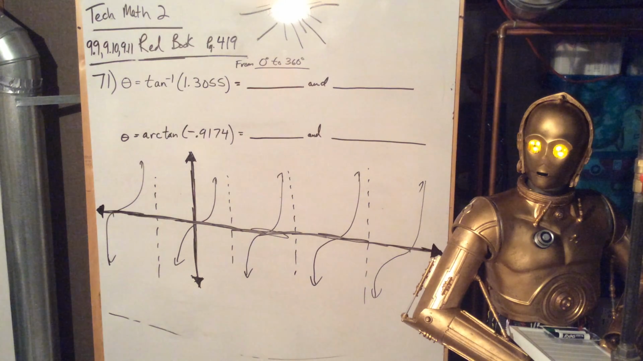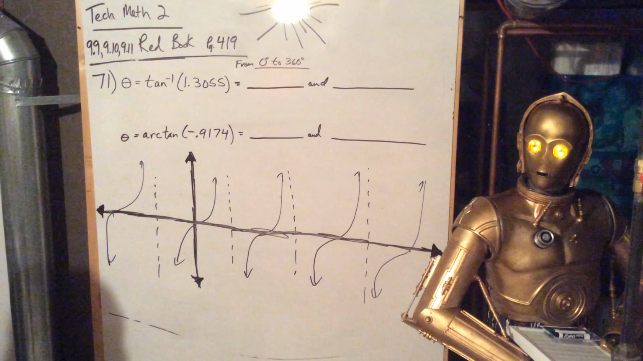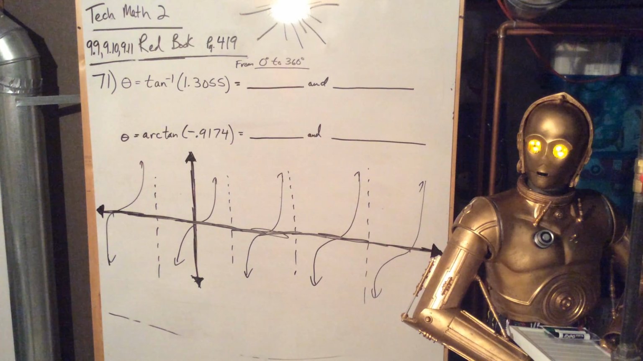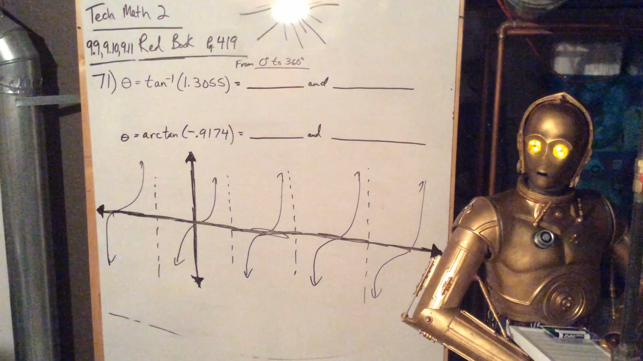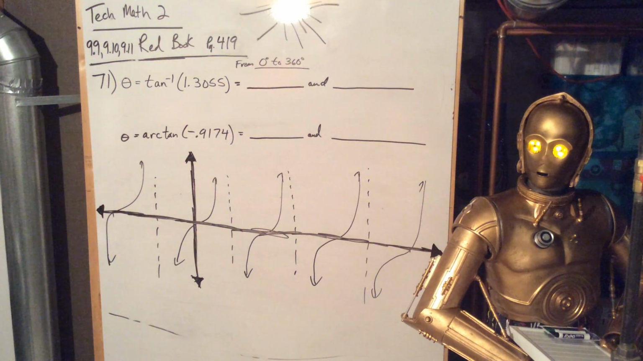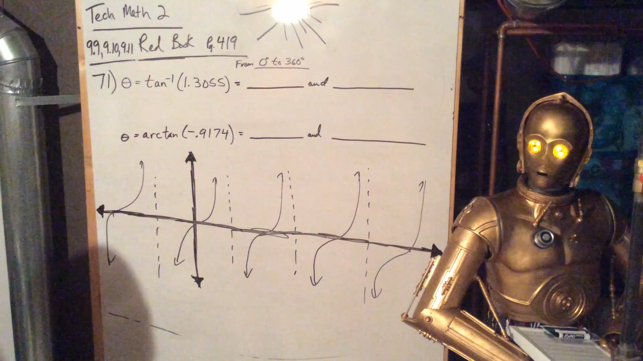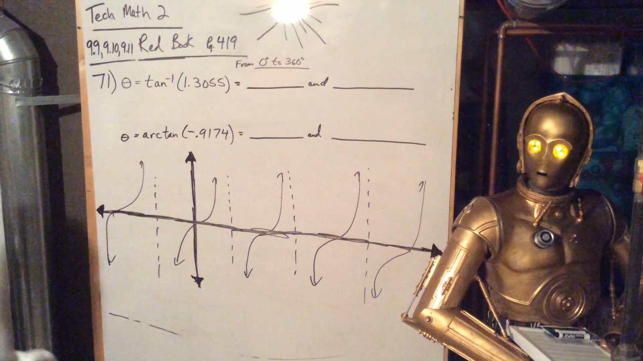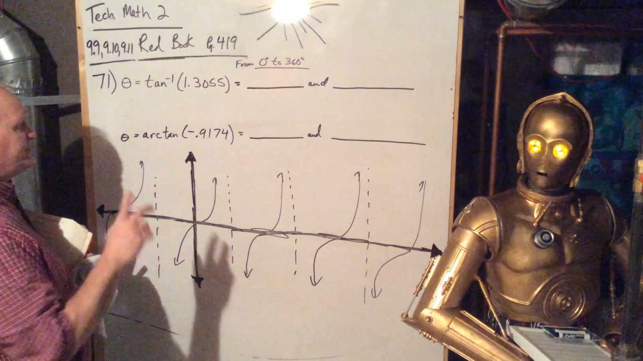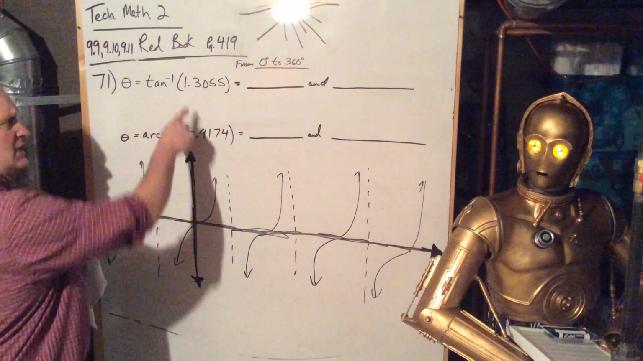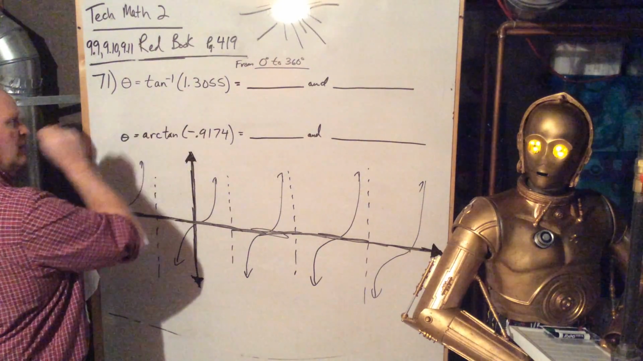Okay, we're doing tech math 2, 9.9, 9.10, and 9.11 out of the Red Book, page 419. I've got my TA C3PO holding my markers. And what we're looking at here is they want multiple answers for the same question.